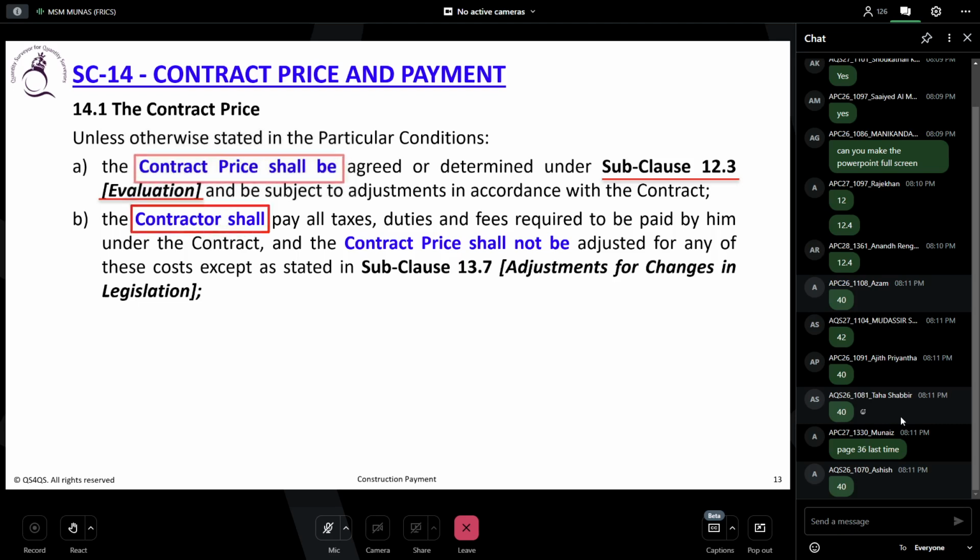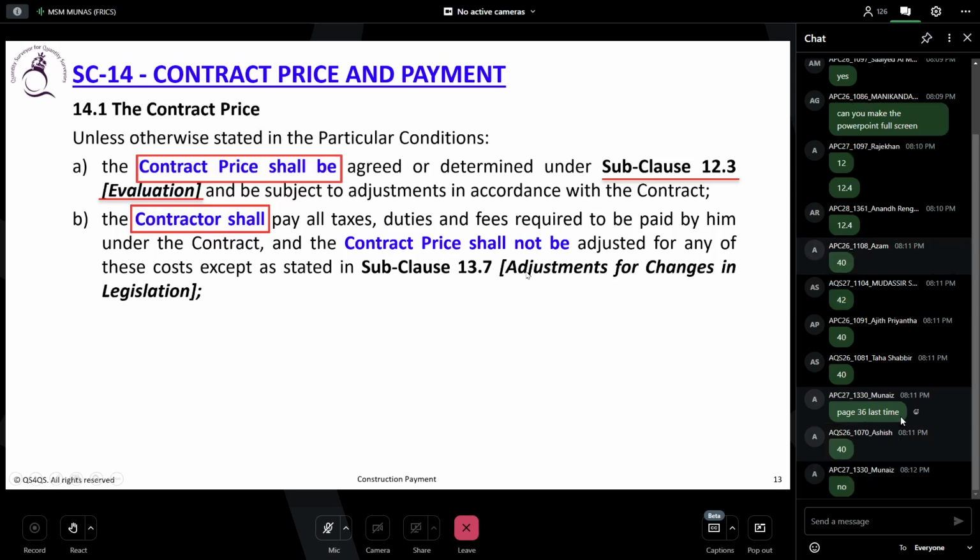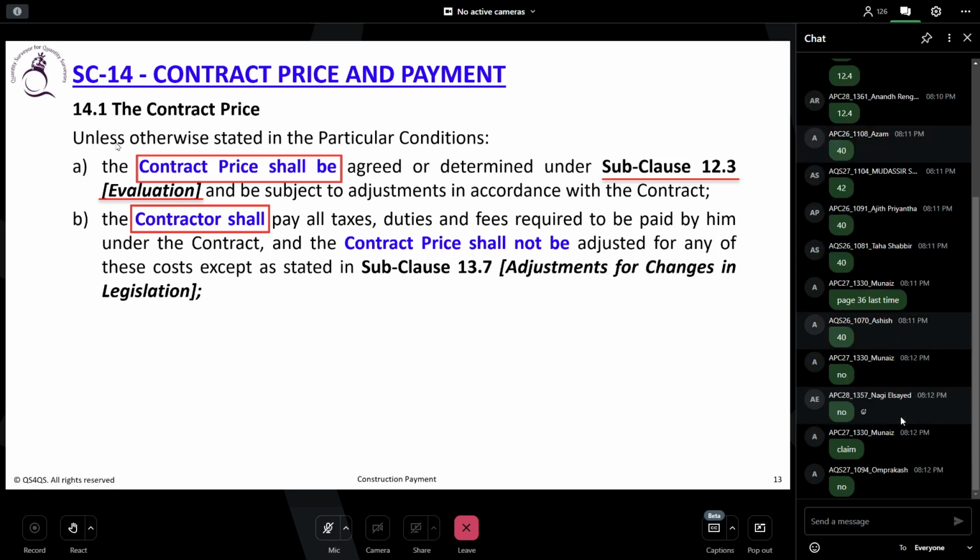The contractor shall pay all taxes, duties, and fees required to be paid by him under the contract. Okay, ultimately, what is this meant by? Anyone? Is the contractor going to pay all the taxes and duties from his own money? What do you think? No, you need to include it in the price, isn't it? And the contract price shall not be adjusted for any of these costs except as stated in subclause 13.7 adjustment for changes in legislation. Okay, so yes, adjustment for changes in legislation.